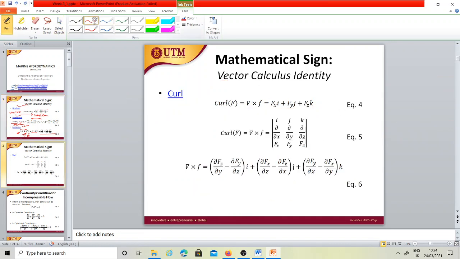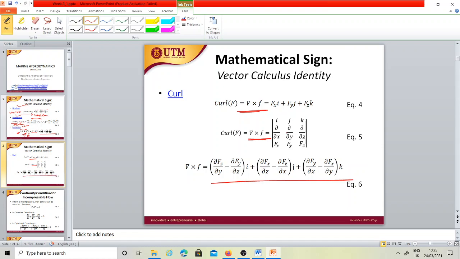Curl is the cross vector. It is actually nabla multiplied by this f. Nabla multiplied by f is a cross product, not a dot product. So in this case, we can represent it with i, j, k. You know how to make the cross product. So nabla is del by del x, del by del y, del by del z, and we have x, y, z. Then you multiply it. You know how to do the multiplication.